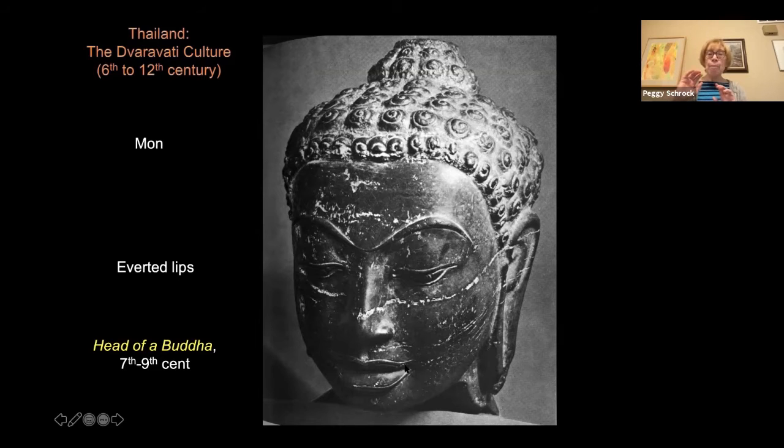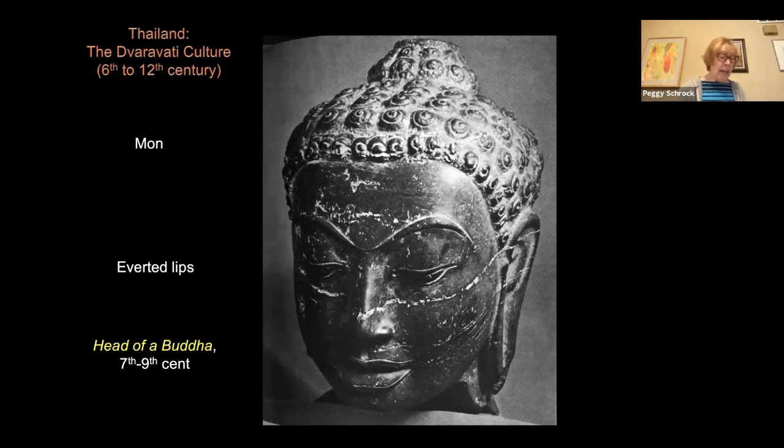Everted means the opposite of inverted. So inverted is turned in, everted means turned out. So the lip is sort of turned out so that you get this little edge to it. That's a sign of Thai art. It's also incised with detail. You also see, although this is quite early, the Ushnisha is beginning to become elongated. This is one of the principal characteristics of all Southeast Asian art.